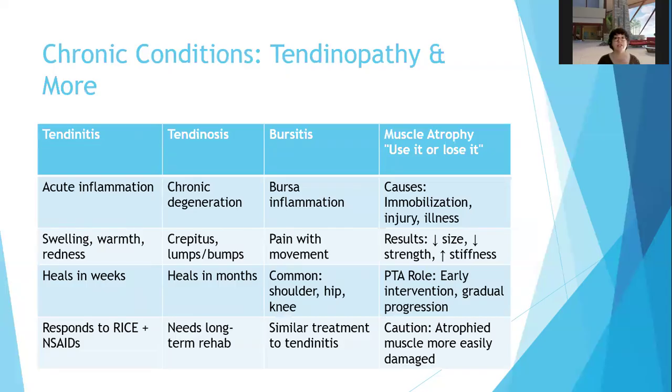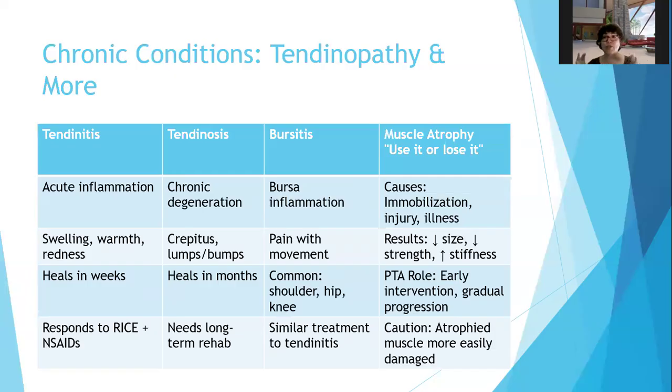Chronic conditions, so tendinopathy and tendonitis, what's the difference between the two? So tendonitis, as we know, itis is the word suffix for inflammation. So tendonitis usually indicates acute inflammation of a tendon. There's swelling, warmth, redness, the normal signs of inflammation. It generally heals in weeks and responds to RICE and NSAIDs. NSAIDs are non-steroidal anti-inflammatory drugs, so ibuprofen. We might do some supportive taping or some other things to help support the tendonitis.